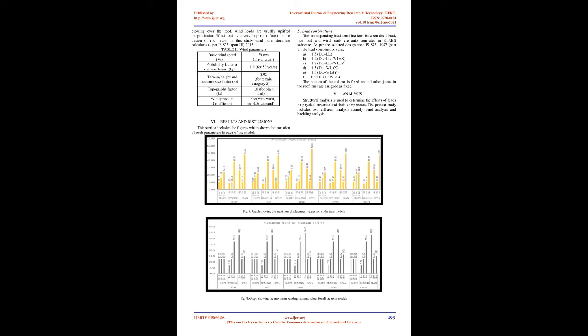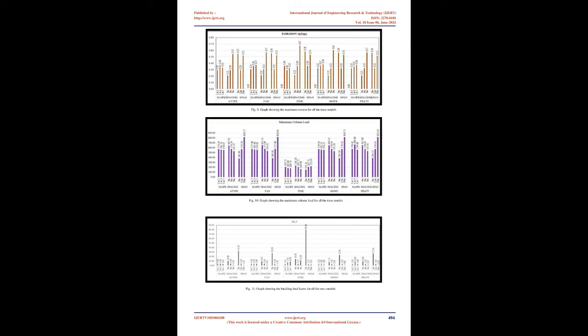Fig. 12, graph showing base shear values for all the truss models. The analysis results show that a direct proportional relation is exhibited by the displacement against slope, spacing and span. When the slope is varied from 1 in 3 to 1 in 5, displacement decreases by 56%, when spacing increases, displacement also increases by 78%, and as span increases, the maximum displacement also increases by 45%.